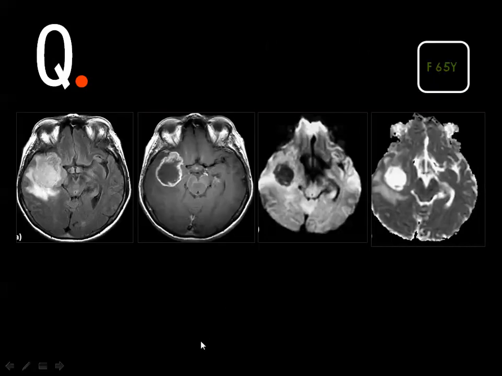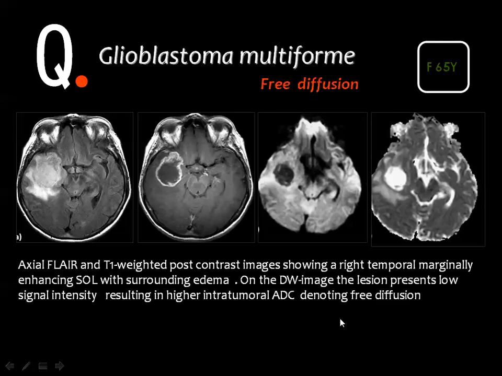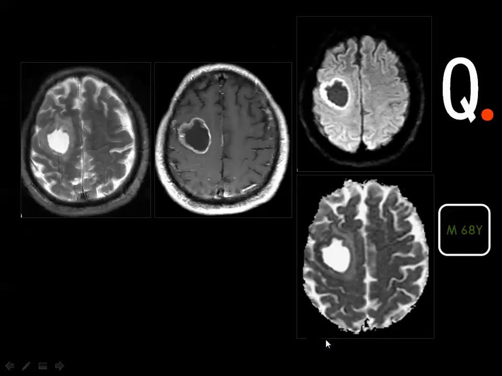Then what do you think about this lesion? In the FLAIR image, you see the lesion, T1 post contrast, marginal enhancement of non-uniform thickness. In the diffusion weighted image, you got low signal. In the ADC, you got high signal, means that there is free diffusion, and this is a glioblastoma multiforme.